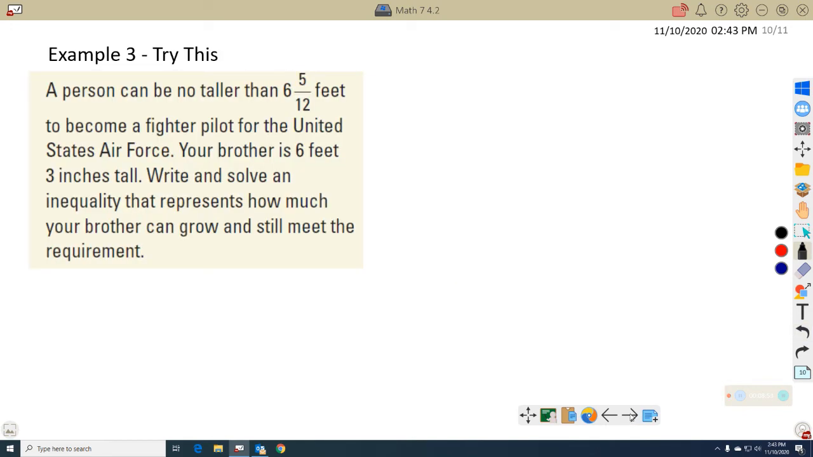Okay, now you try this one. This one's a little stranger, I guess. It's kind of the same problem, right? You watch your units of measure and then write and solve an inequality to see how much your brother can grow and still meet the requirement to become a fighter pilot in the U.S. Air Force.